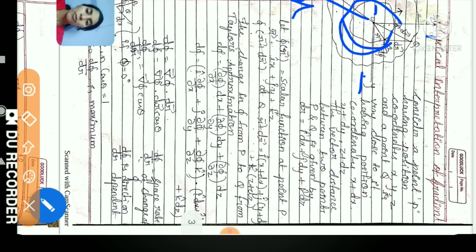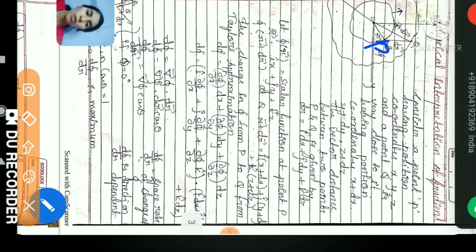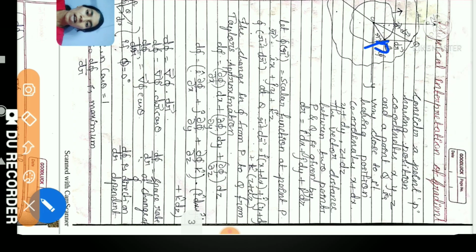So this is one of the level surfaces and this is another level surface here. Okay, see here in the explanation, consider a point P having position coordinates x, y and z. This is the point P, having the position coordinates x, y and z. This is x, this is y and this is z.